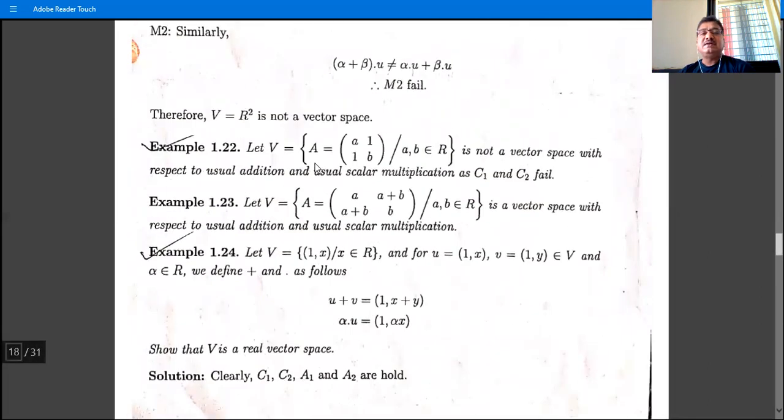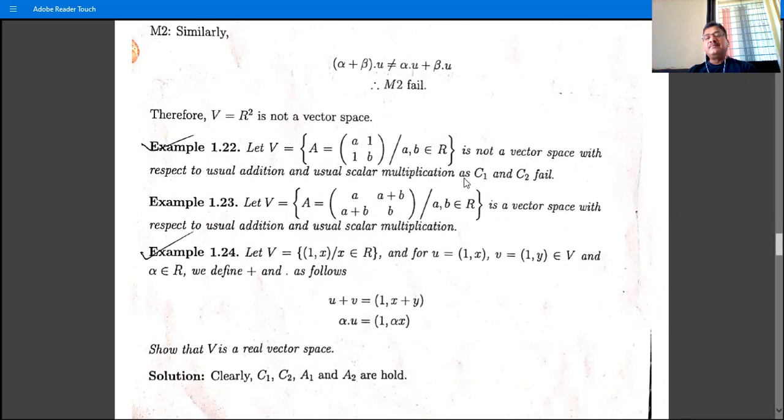So next, let V be the set of 2 by 2 matrices of this type: (A, 1; 1, B). So these entries are fixed, and A, B are real numbers. So obviously this V is a subset of the set of all 2 by 2 matrices, that is M2x2(R). It is not a vector space with respect to usual addition and usual scalar multiplication, as C1 and C2 fail. Out of these two properties, give any one example.